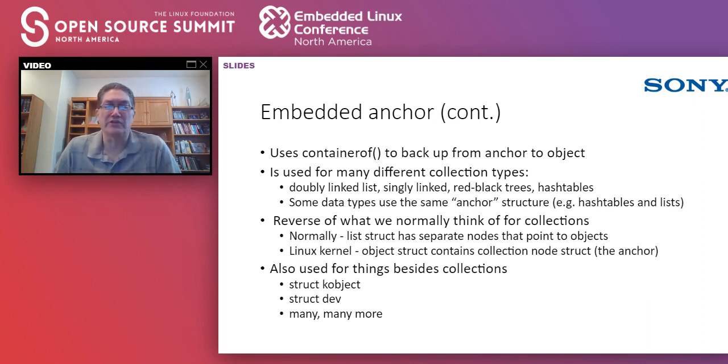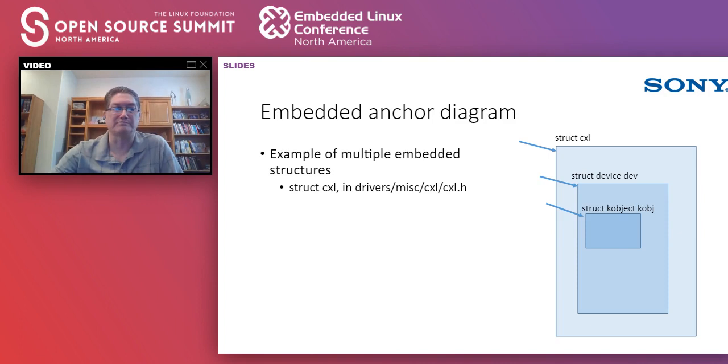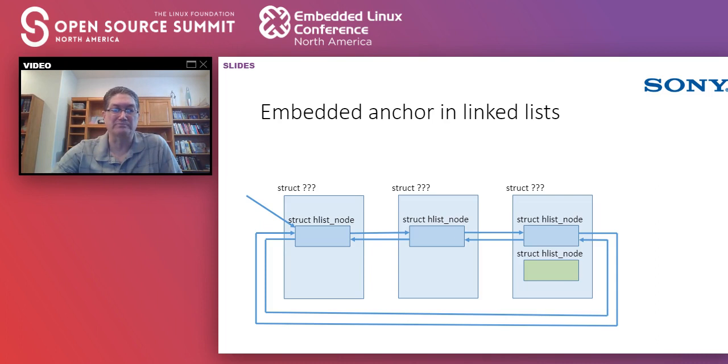However, this is also used for other things besides collections. So you see this for struct kobject, struct device, and many, many more places. So it's a very good idiom to learn how to use. Here's an embedded anchor diagram. This is an example of multiple anchors embedded. You have a struct kobject that's inside of a struct device that's inside of a struct CXL, and you can move between the two using appropriate macros.